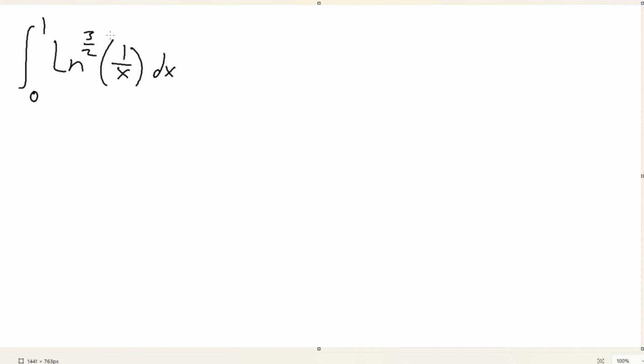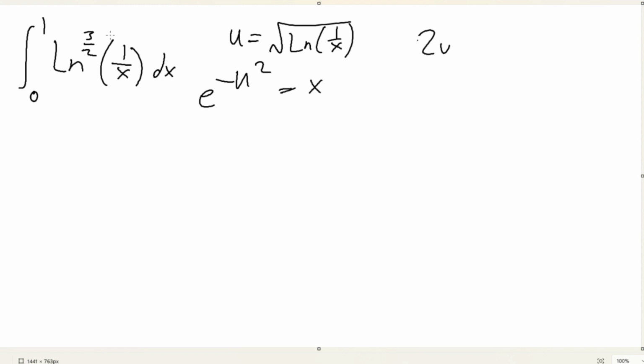ln of 1 over x, that's how you know this is going to be a Gaussian integral. That's just how you know it's going to be a Gaussian integral. It's just the square root of ln of 1 over x. So let u equal the square root of ln of 1 over x. u squared is going to be negative e to the u squared, right? This is equal to x, and then negative 2u du equals dx. There we go.